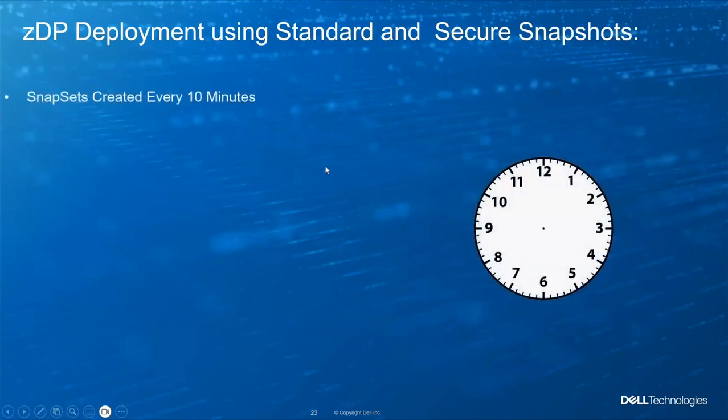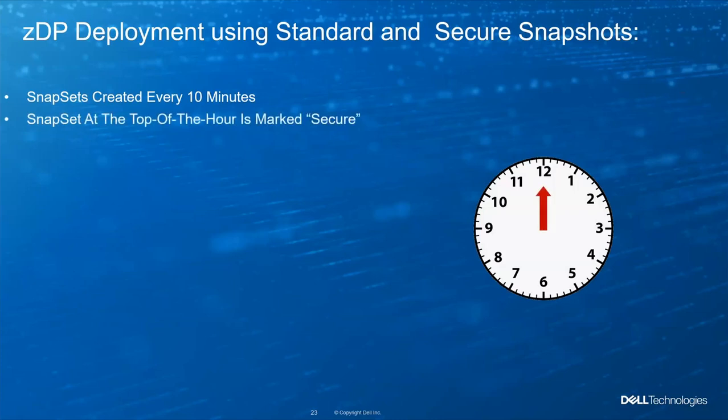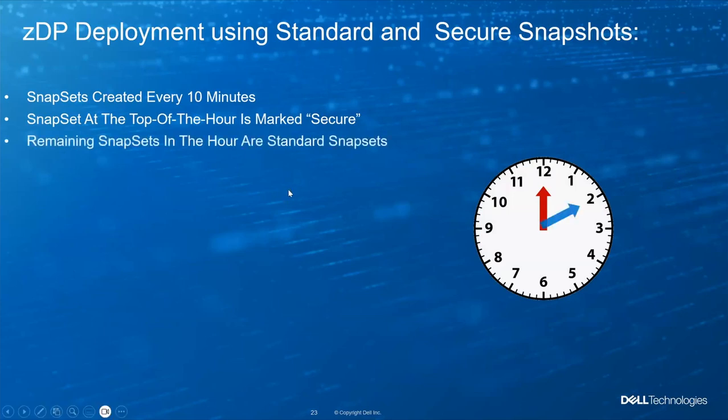So how do we deploy this in the real world? Well, what we have customers doing very often is creating snaps every 10 minutes. That was our previous minimum. Our new minimum is 5 minutes. But a lot of customers went to creating them every 10 minutes and say, we'll make the one that's taken at the top of the hour marked as the secure snapshot. So in the definition of ZDP, you can say, I want to skip so many, and then every nth one I want to be secure. So we'll make the one at the top of the hour secure. And the remaining snapshots are standard snap sets that can be created.